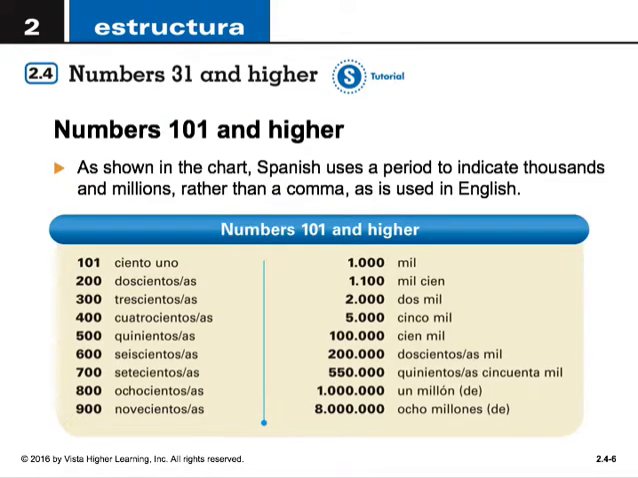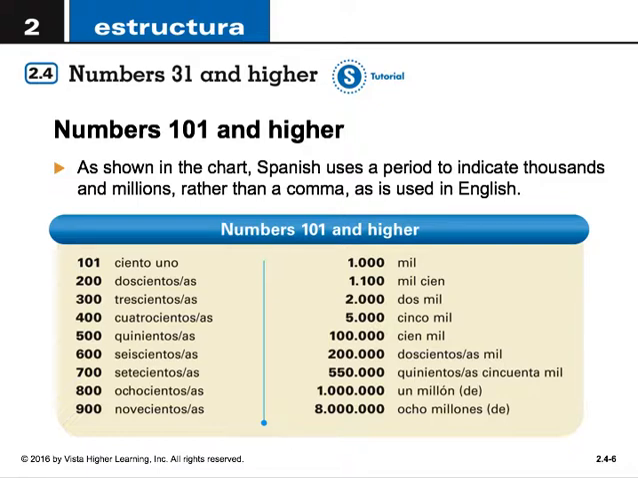Numbers 101 and higher. As shown in the chart, Spanish uses a period to indicate thousands and millions, rather than a comma, as used in English. And for a decimal point, they use a comma, whereas we use a period.